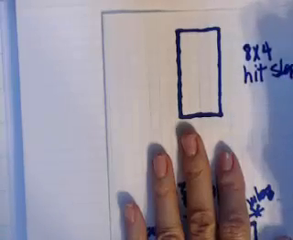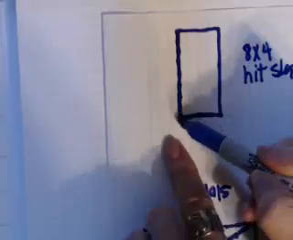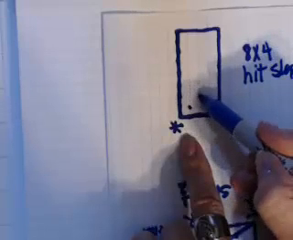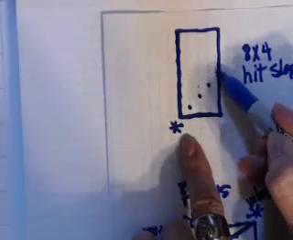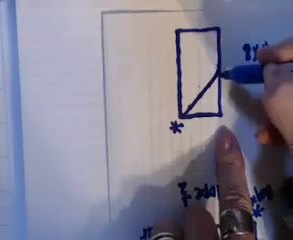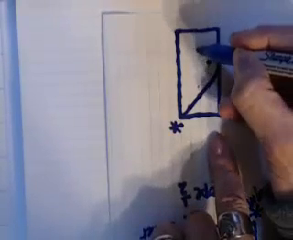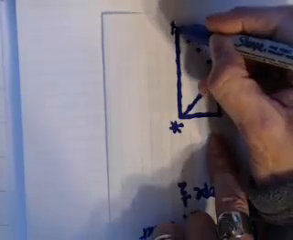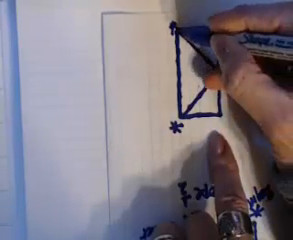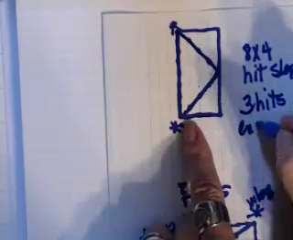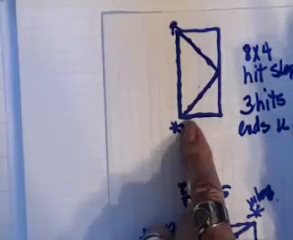So let's say that I hit the ball at a slope of 1. That means I always begin here. I'm going up 1, right 1, up 1, right 1, up 1, right 1, up 1, right 1. So this is hit number 2. Then I go up 1, left 1, up 1, left 1, up 1, left 1, up 1, left 1. And I am ending up here. So this has 3 hits and it ends in the upper left corner.